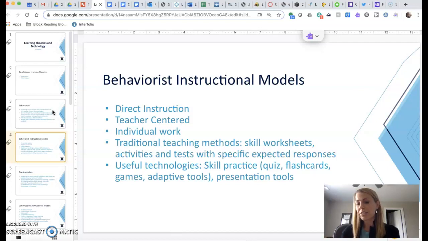So there are technologies that support some of this more rote type of learning that is sometimes necessary in schools, and that would be skill practice tools. There are many quiz tools, and I'll show you at least one to give you an idea. Flashcard tools, there's also games, and adaptive tools where you get the right answer and it'll give you a harder or easier question the next time around. And then simple presentation tools like a simple PowerPoint is also sort of a behaviorist tool.